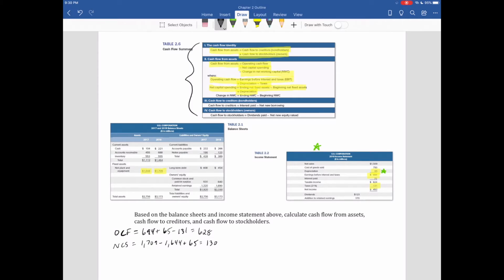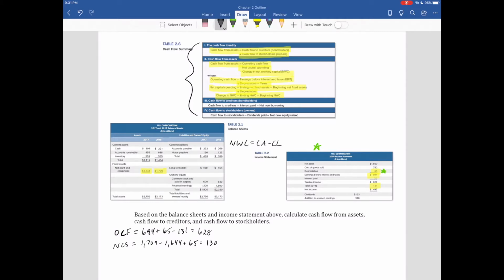Then the third part of our cash flow from assets equation is the change in net working capital. So if we look at our equation here, change in net working capital is equal to ending net working capital minus beginning net working capital. Net working capital is not a value that is explicitly showcased on the balance sheet. Instead, we first have to calculate it. So we have to think back to the first part of Chapter 2, Lecture 1, which said that net working capital is equal to current assets minus current liabilities.